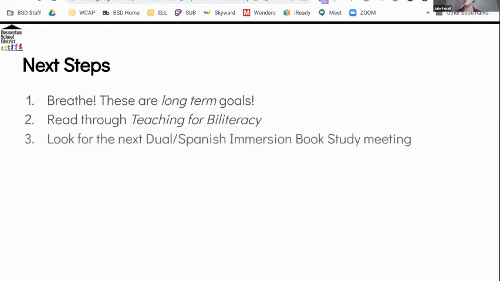And then also on that book kind of thing, look for our next dual or Spanish immersion book study meeting. We have been reading through Thomas and Collier, and we had a plan that we would be finishing up this month, but I believe on the 24th. But I don't know if that's still going to happen with everything that's been going on. So I will reach out to that team, which you're all included on that invitation, about when we can get together and finish up our book study of Thomas and Collier and research.